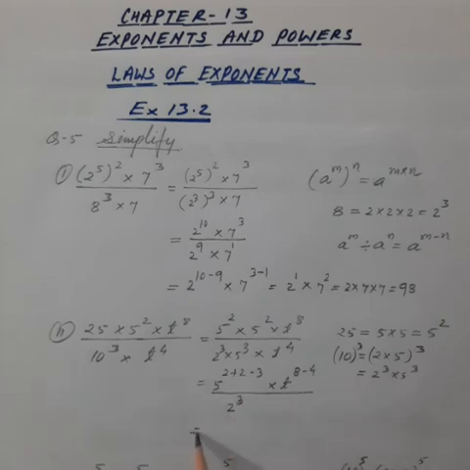Now find out the value. Base 5. Powers 2 plus 2 is 4. 4 minus 3 is 1 into t raised to the power 8 minus 4 is 4. And in denominator 2 cube means 2 into 2 into 2. Now this is 5 t raised to the power 4 and 2 into 2 into 2 is 8.